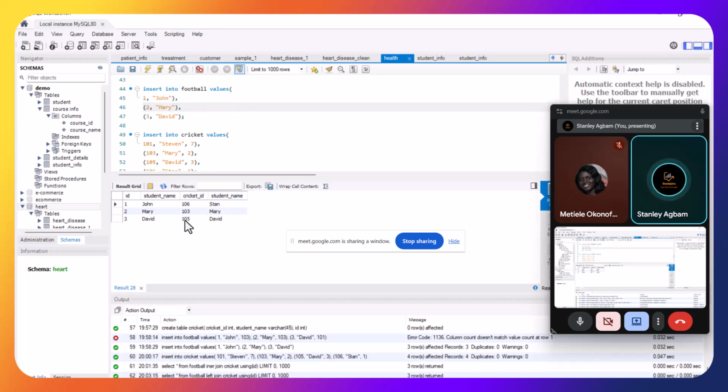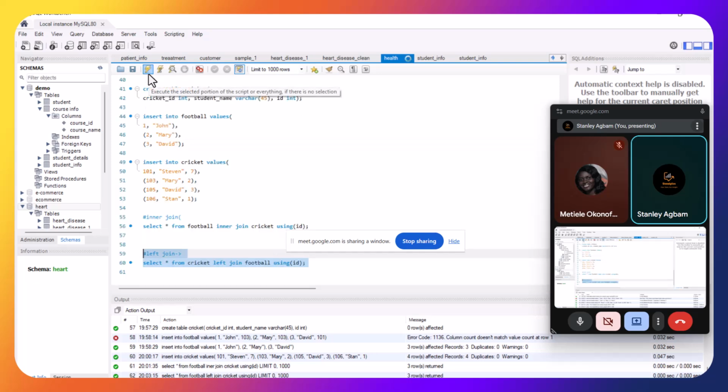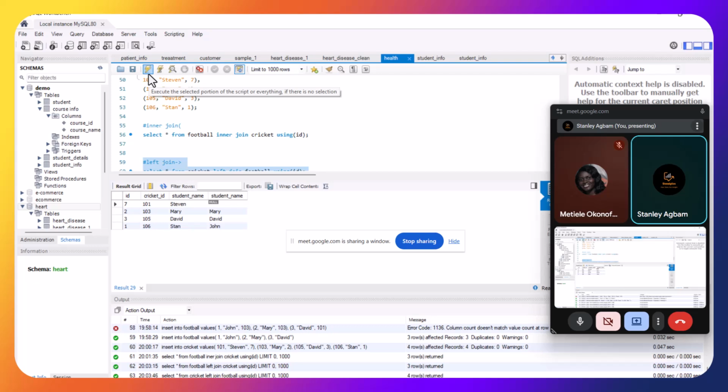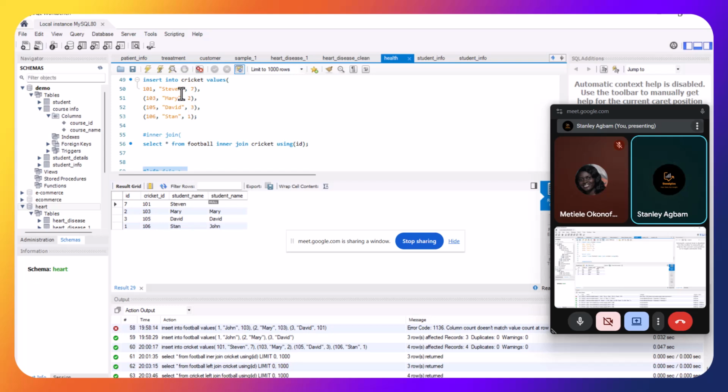So let's do it in reverse. Let's say cricket left join football. So you can see it's brought out all the details of cricket: Stephen, Mary, David, and Stan. But only the matching rows of football: David, John, Mary, and David. As you can see, it's indicated as null here, indicating that Stephen is not a football player.